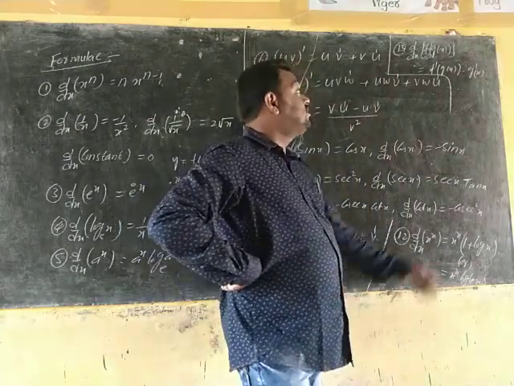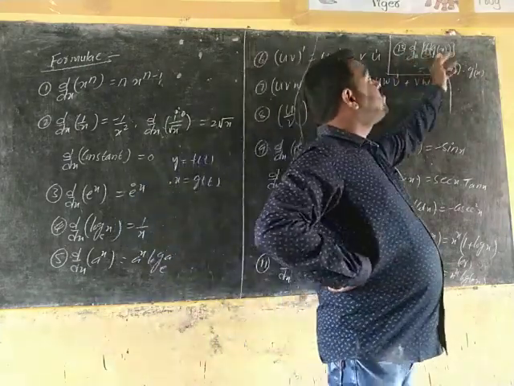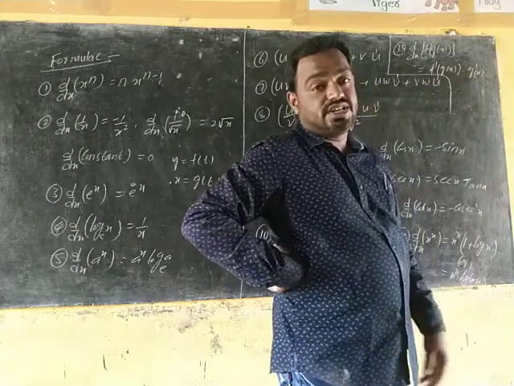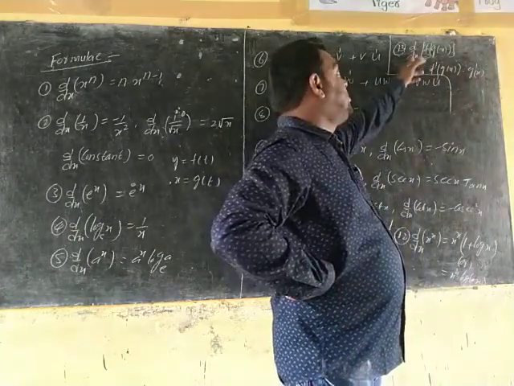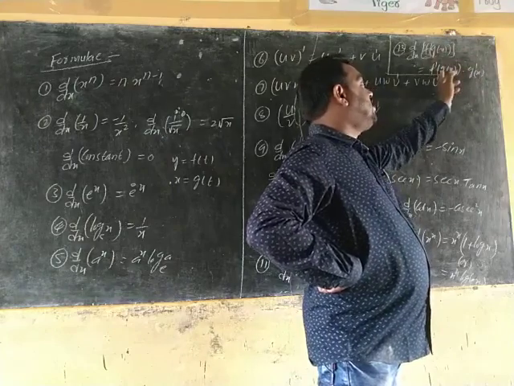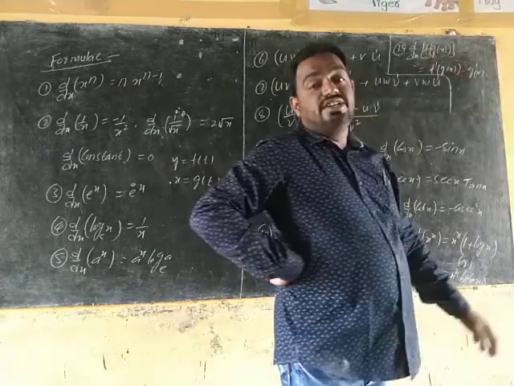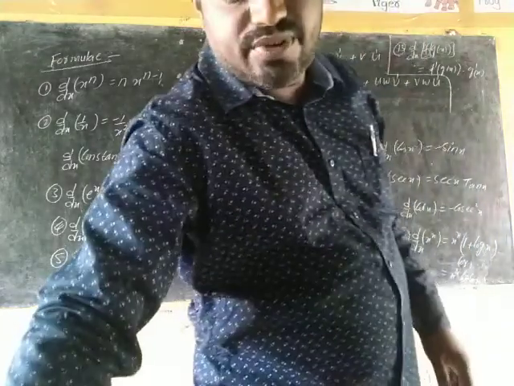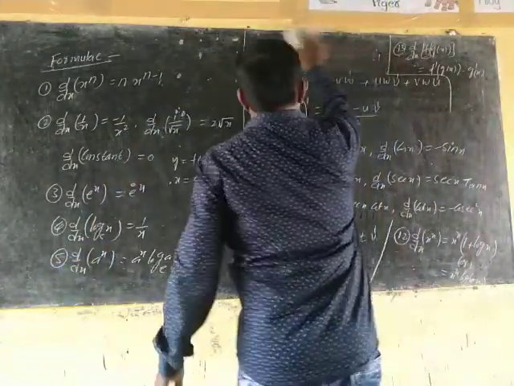Next, the 13th one. Which type of function is this? Composite function. Composite function derivative: derivative of f of g of x is equal to f dash of g of x into g dash of x.